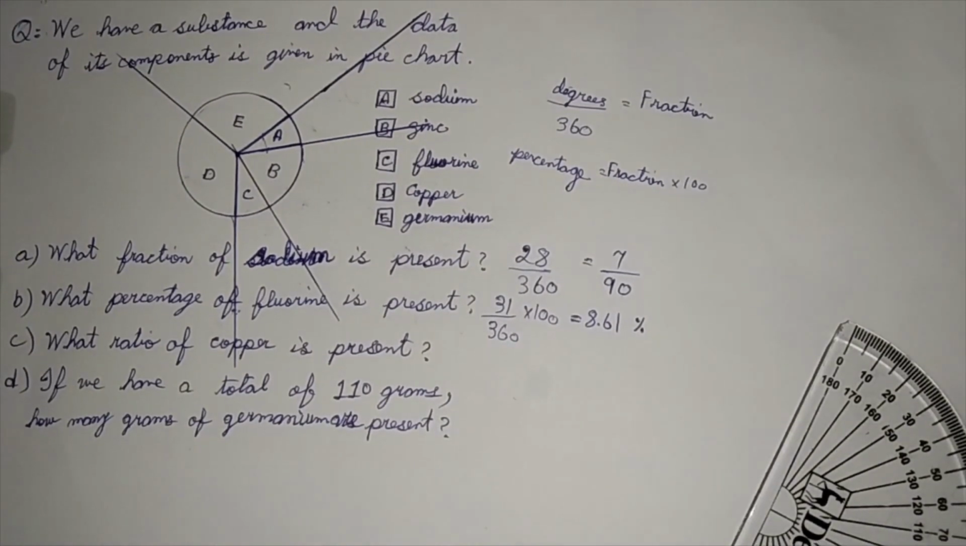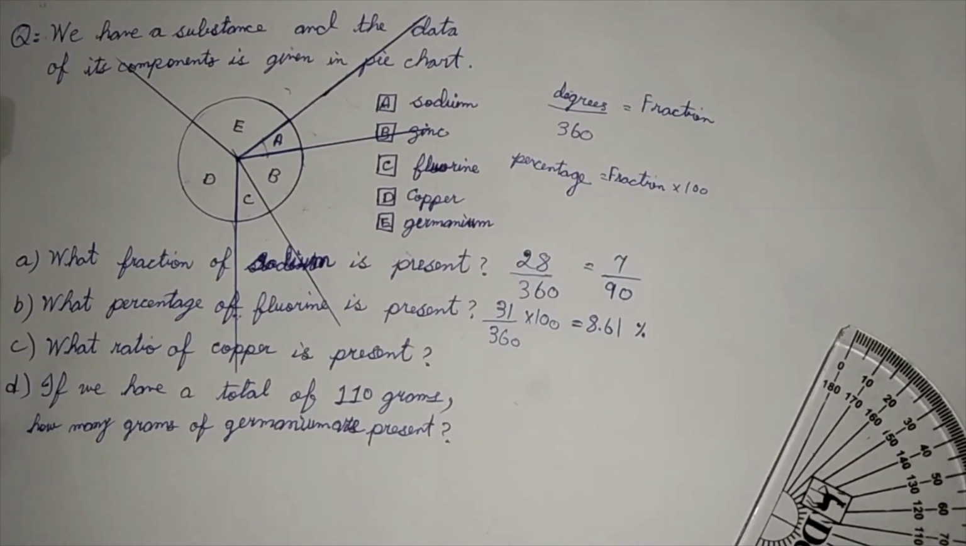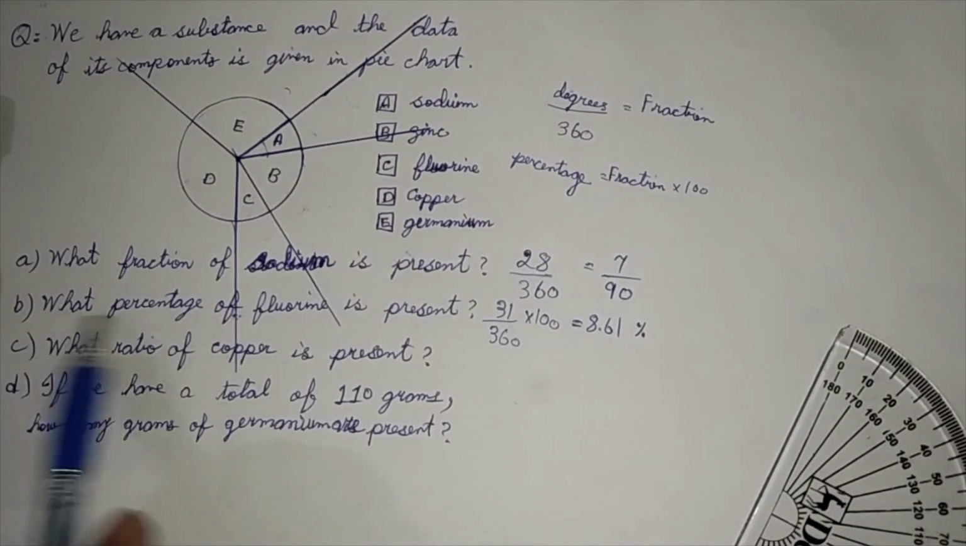So 8.61% of fluorine is present in our substance. Clear? Okay, so that's our part B.